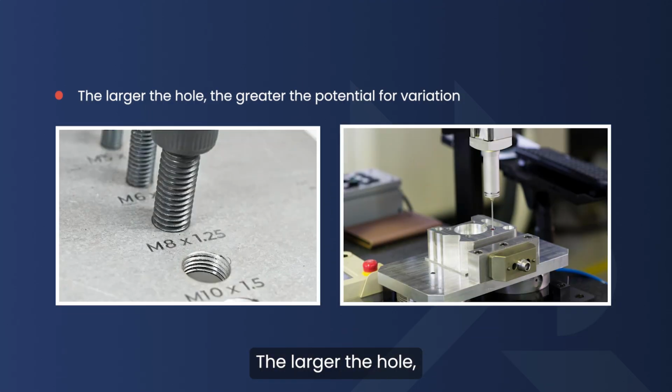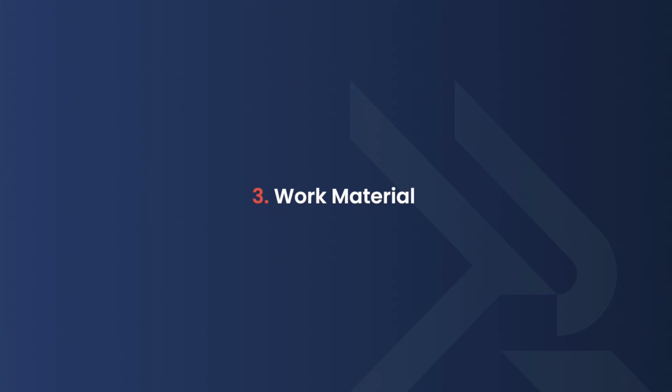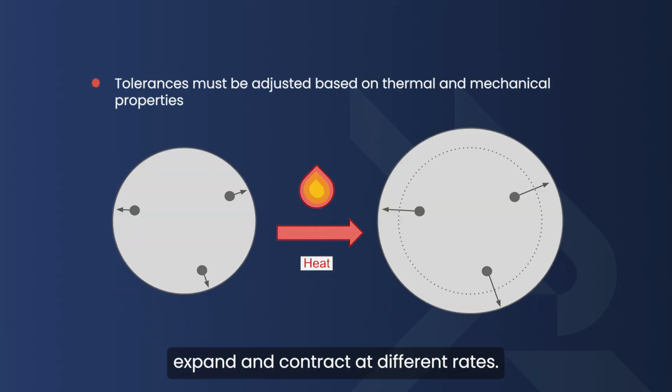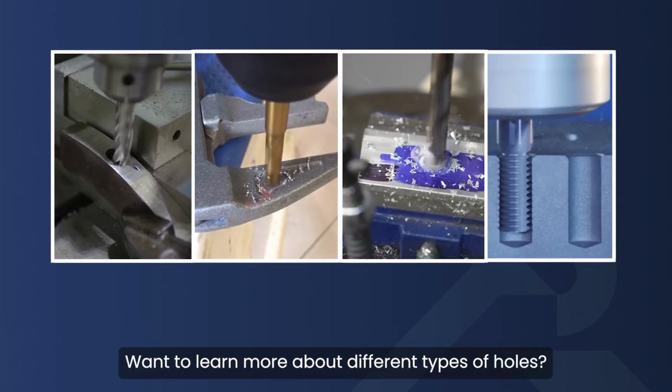The larger the hole, the greater the potential for variation. Also, complex shapes or deep holes may require tighter tolerances to maintain accuracy. 3. Work material. Different materials expand and contract at different rates, so tolerances must be adjusted based on thermal and mechanical properties.